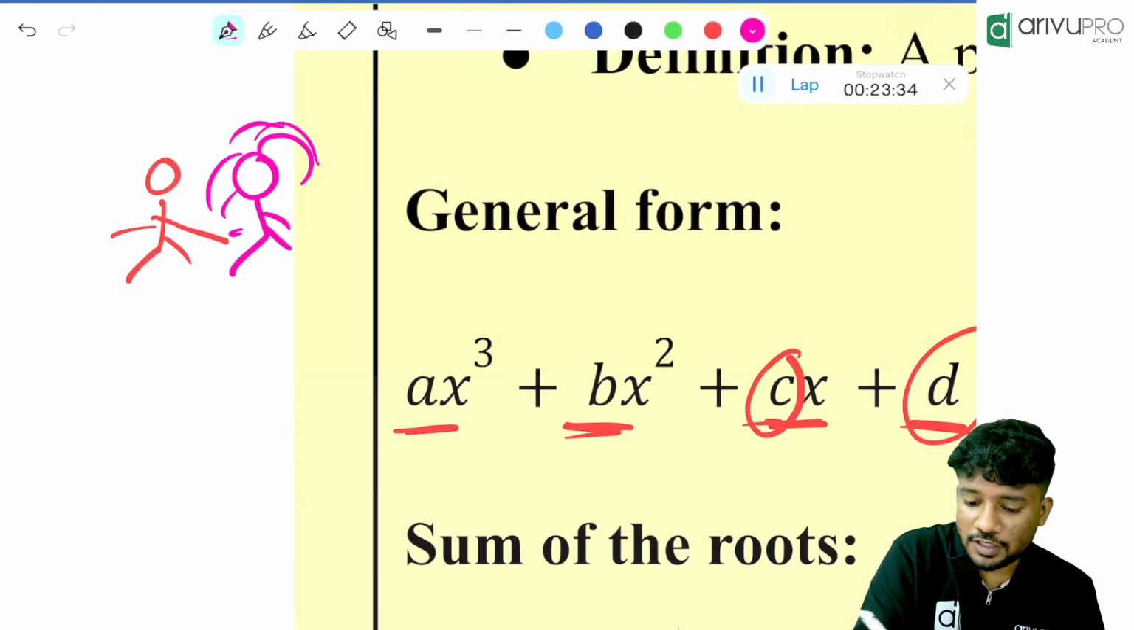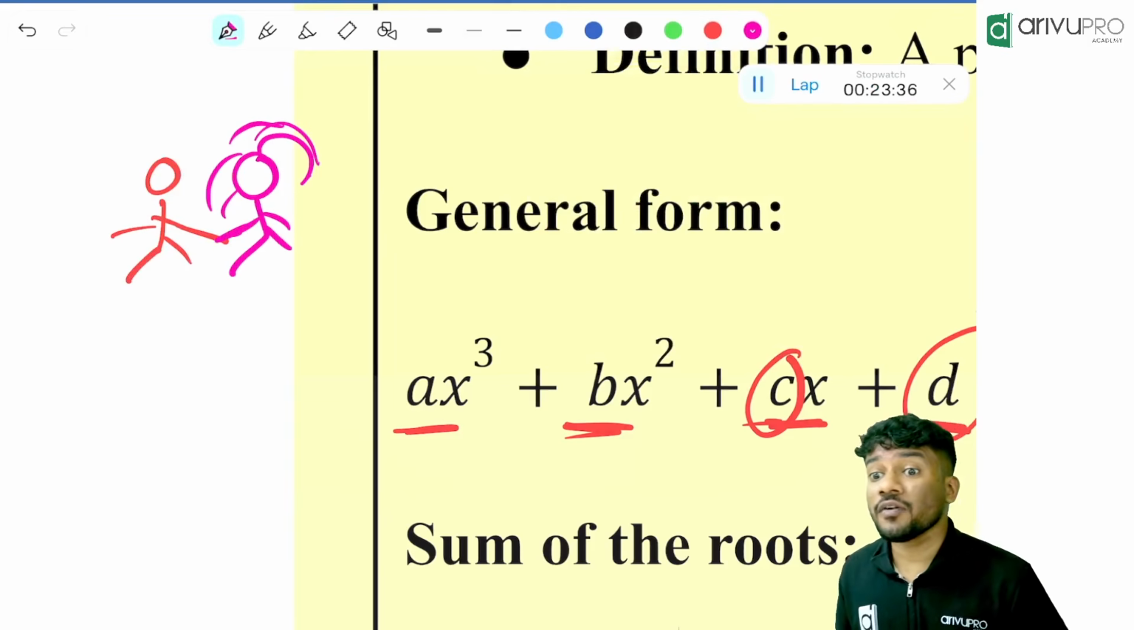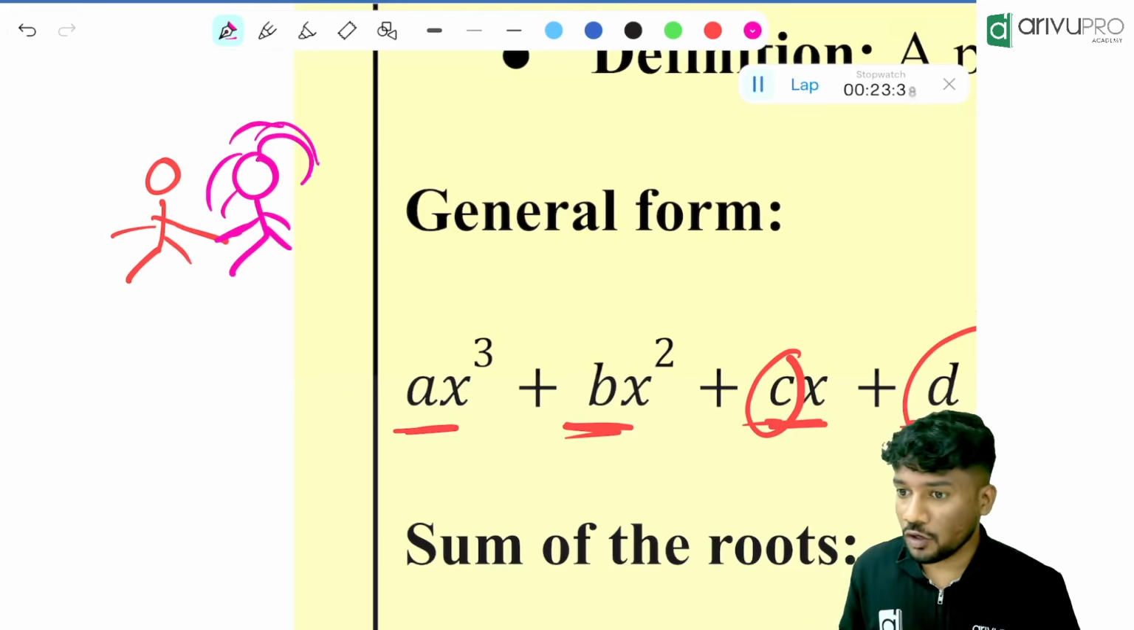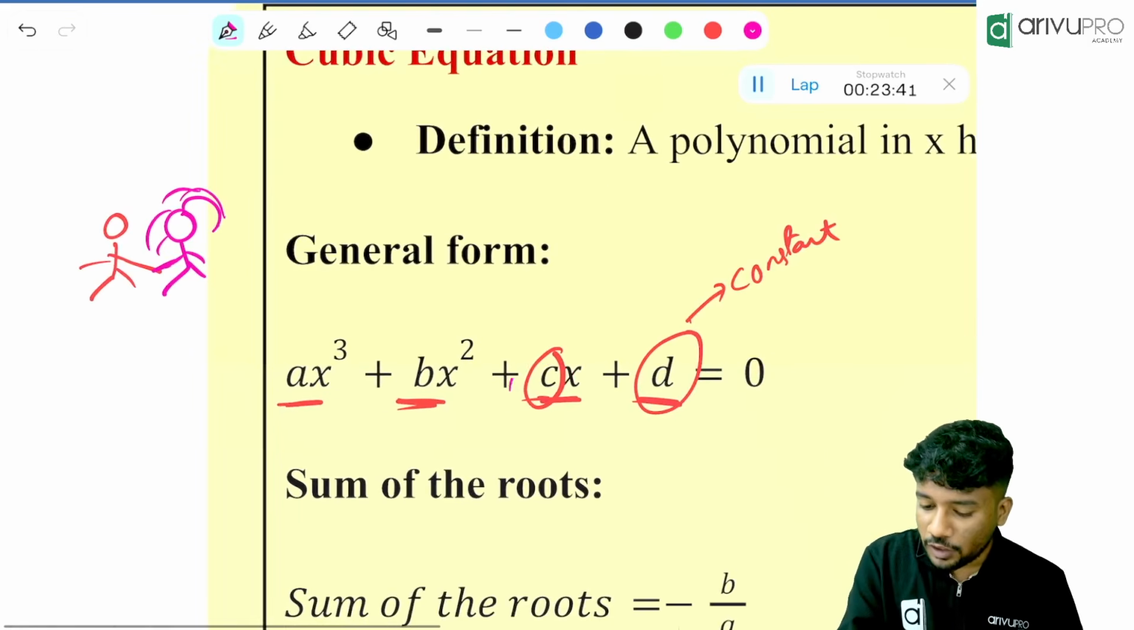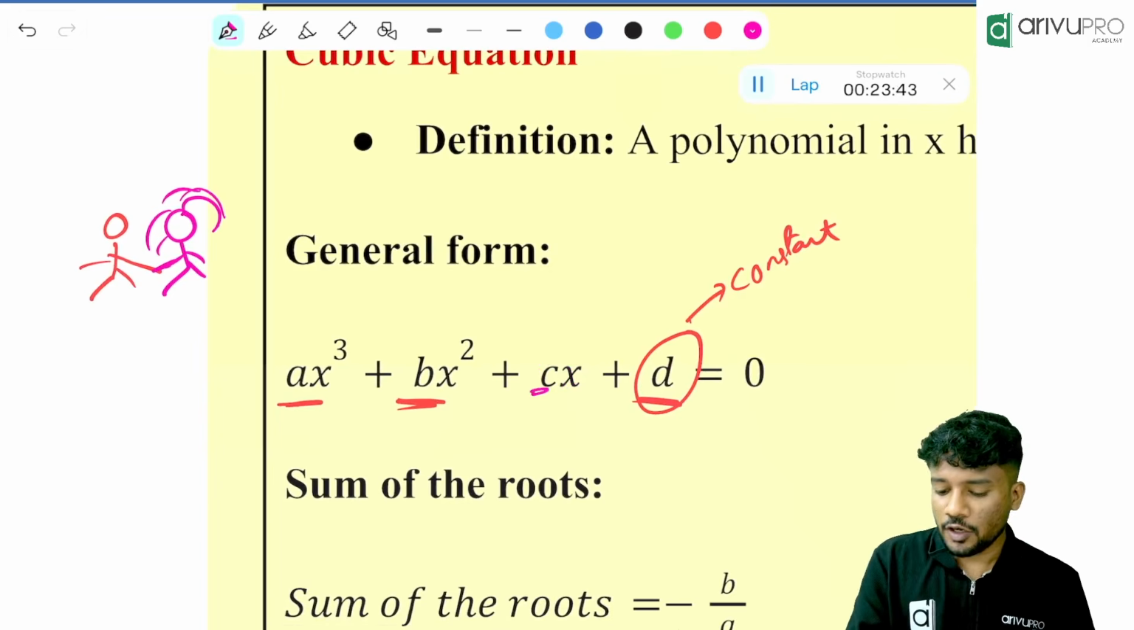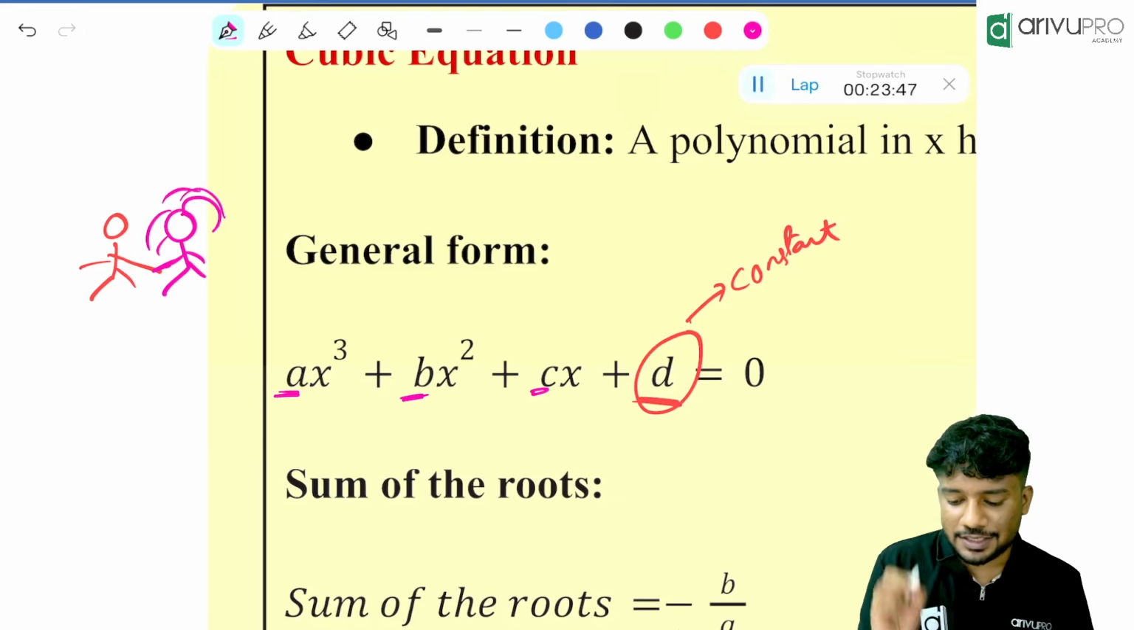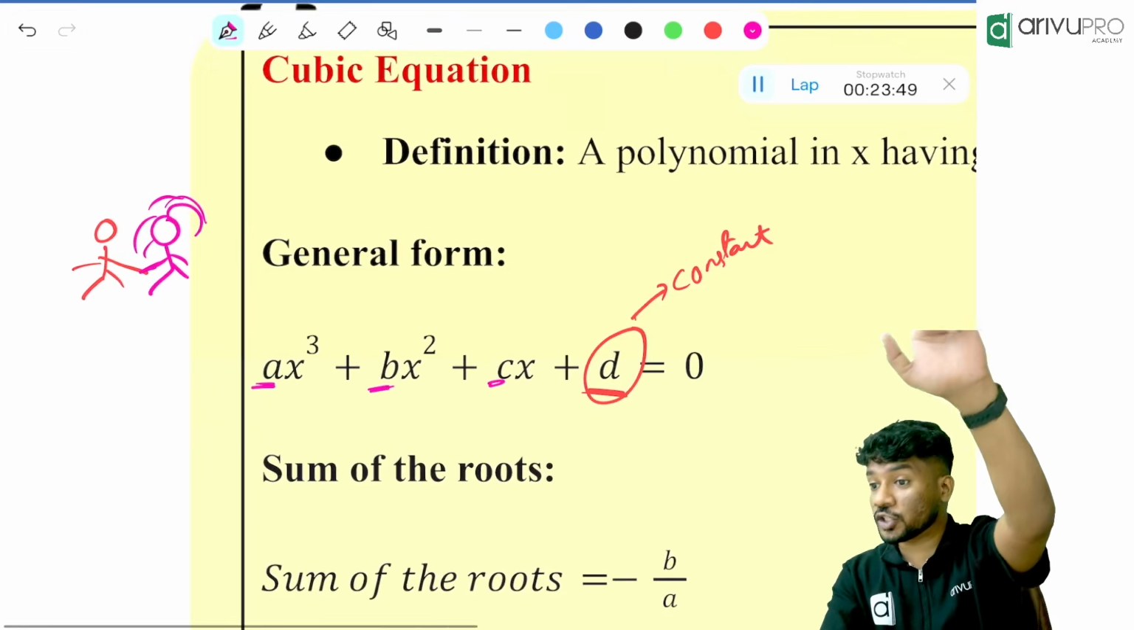Who is the coefficient of our pink girl? Red boy. Whoever is standing with pink girl is our coefficient. Keep it in your mind. So, who is the coefficient of x over here? C. Who is the coefficient of x square? B. Who is the coefficient of x cube? That is A. Keep a note of all the things.